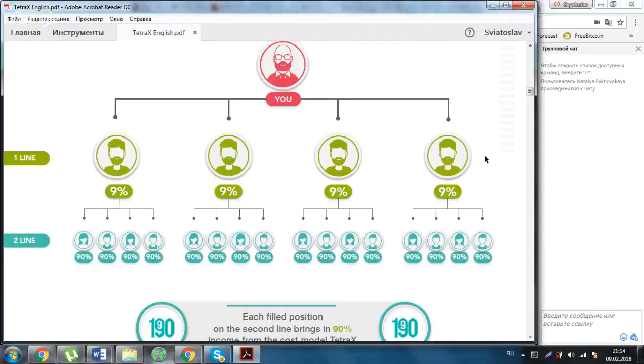So let's repeat once more. As soon as a new person arises in the marketing program, it transfers 9%, as you see. And if one more new person is coming, it is 90%. The first line of filled position paid by partners brings you 9%. And the second line brings you 90%, for you and every your partner if it is his second line.